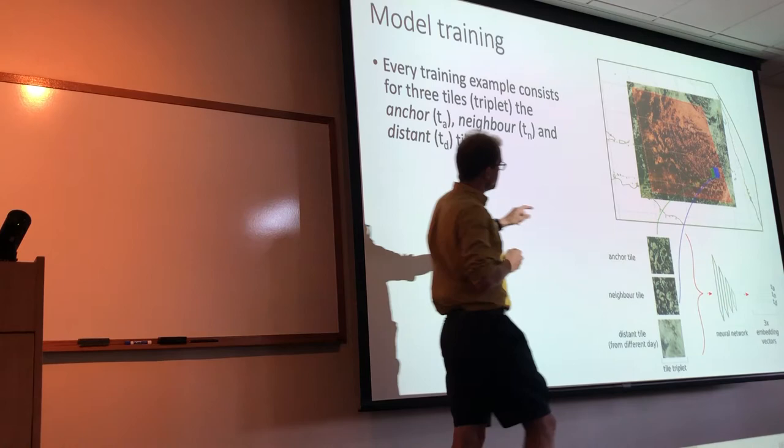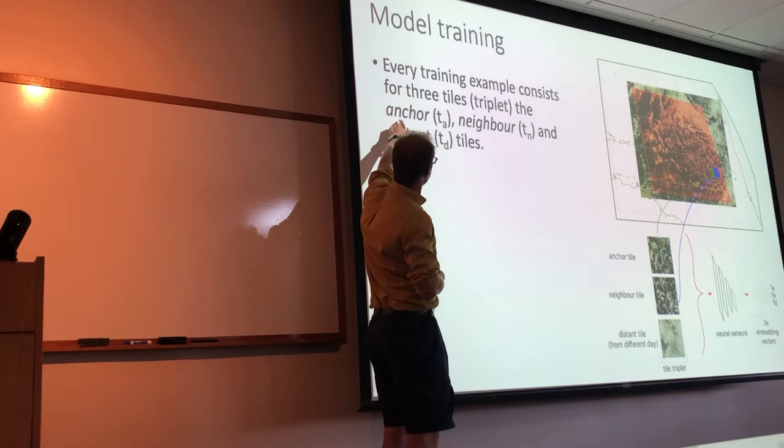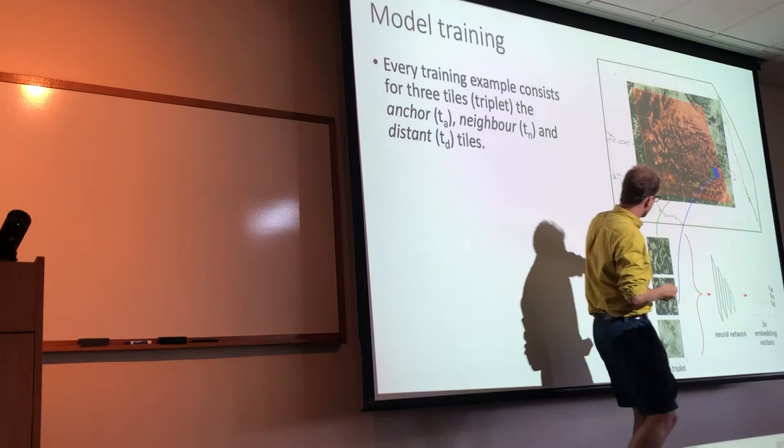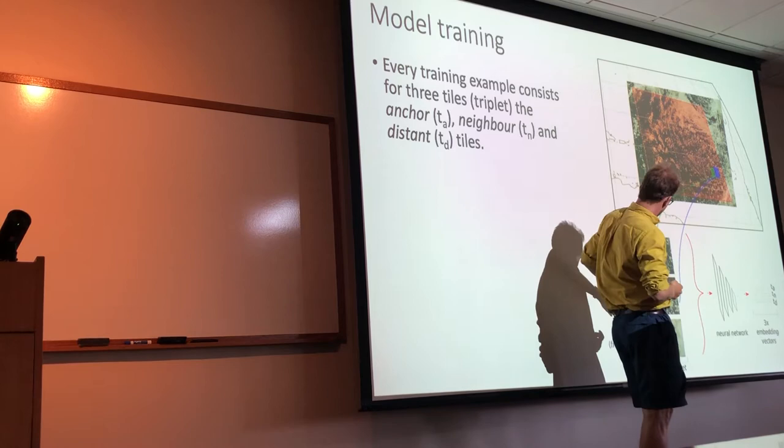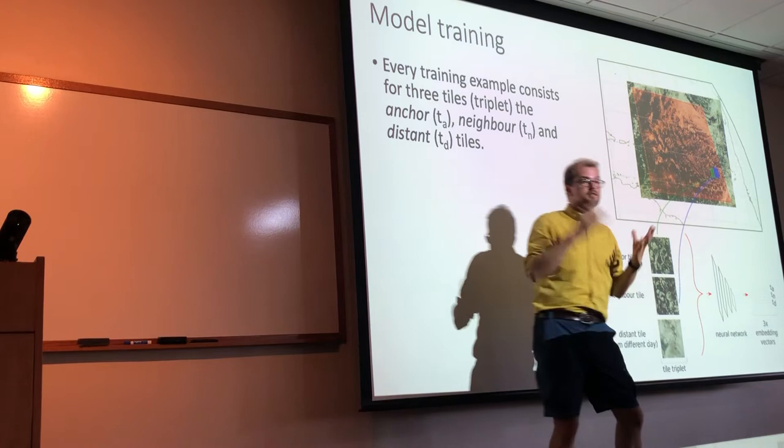So instead of just feeding in one image at once, I actually feed in three at once. I call these the tiles, and they come in a triplet: an anchor, a neighbor, and a distant tile. You can see from here how I pick them. I pick one at a random point in this domain that I'm studying. I pick the neighbor just overlapping with it in a random direction, and you can vary this. And then the distant one is on a different day.